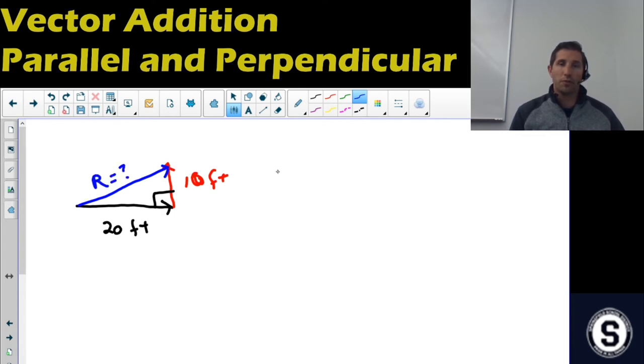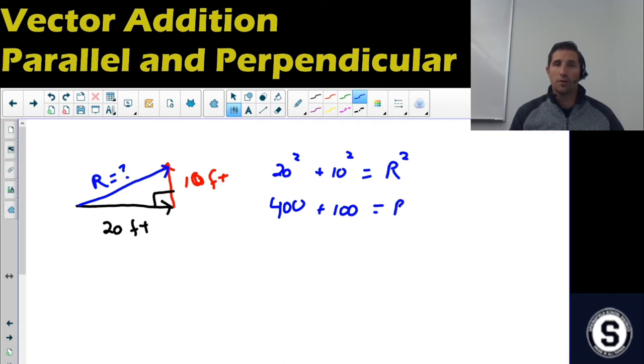Now, if you remember from the Pythagorean theorem, we could say 20 feet squared plus 10 feet squared equals R squared. So 20 squared, that's 400, plus 10 squared, which is 100, equals R squared. So R squared equals 500. So R is going to be the square root of 500.